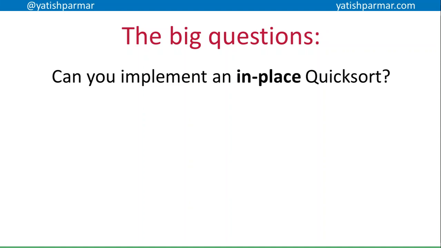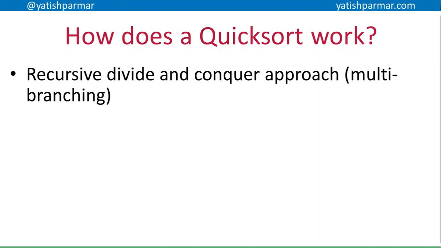So remember, I showed you two different ways of doing a Quicksort, and I said that I prefer the in-place Quicksort because of the memory requirements being reduced. Okay, so remember, Quicksort is the recursive divide and conquer approach, which is making use of multi-branching.